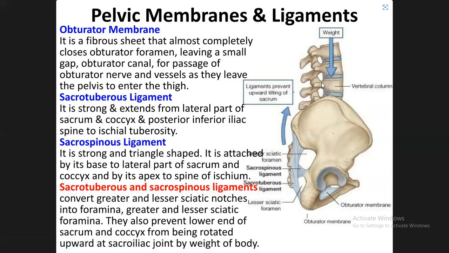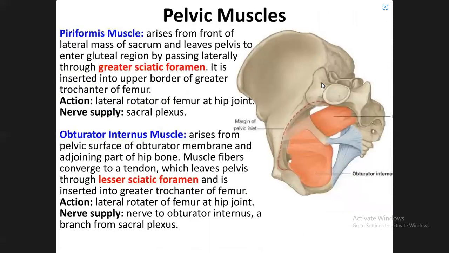Right. Then the ligaments, you're going to have the sacrotuberous and the sacrospinous ligaments, which are strong and triangular shaped ligaments that are actually going to convert the greater sciatic notch and the lesser sciatic notch into foramina. Right. The sacrotuberous ligament will extend from the sacrum and the coccyx as well as the posterior inferior iliac spine all the way to the ischial tuberosity. Whereas the sacrospinous ligament will attach to the spine of the ischium as well as the coccyx and the lateral part of the sacrum.